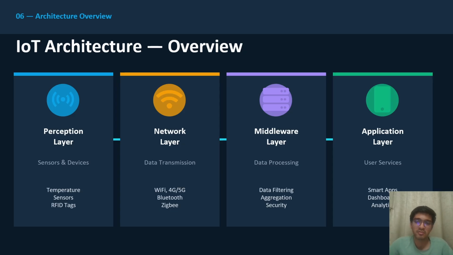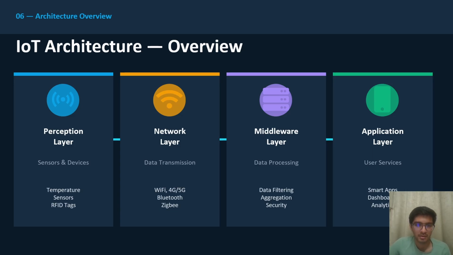Coming to the architecture of IoT, how exactly does IoT work? IoT architecture describes how data flows from physical devices to users. There are four functional layers. The perception layer collects raw data via sensors. The network layer transmits the data wirelessly.